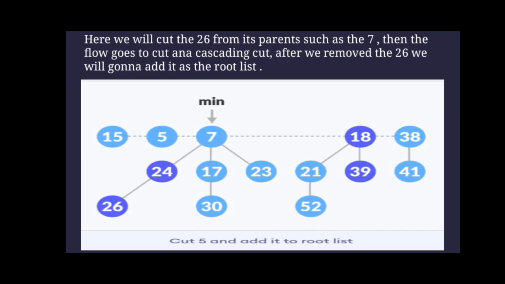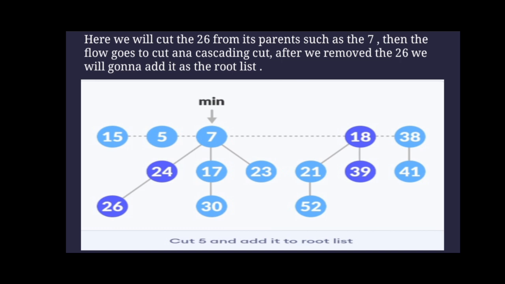I'll be continuing the discussion of the decrease key, which is the cut and cascading cut. So when we say cut, it is where we remove the given value or the node from the current position and add it to the root list. So here is the example of the cut part. So here, 26 ang i-mark yung ika-cut natin. So since the 26 is marked, already the flow goes to cut and cascading cut.